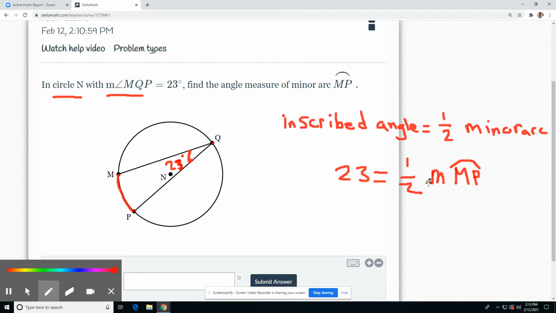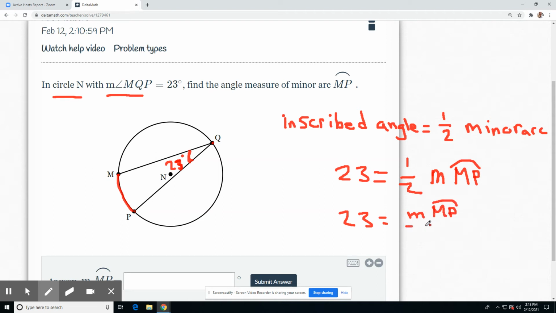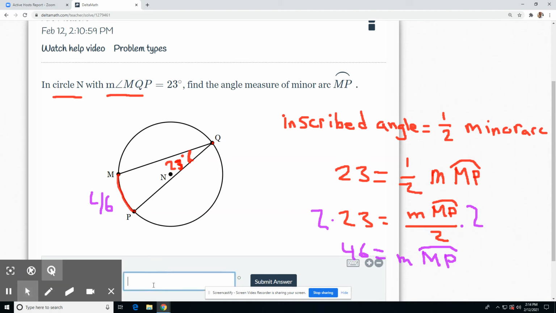I'll go ahead and simplify the way I think would be easiest for you. A fraction times a number, the number goes to the top. So the minor arc of big MP over 2. How do we get the minor arc MP by itself? Multiply by 2. The opposite of divide by 2 is to multiply. Do that to both sides. And I get 46 is equal to the measure of the minor arc MP. And notice this one is 46. I just like to keep comparing because that verifies that we've done it correctly. This one does look bigger than this one here. I got 46.